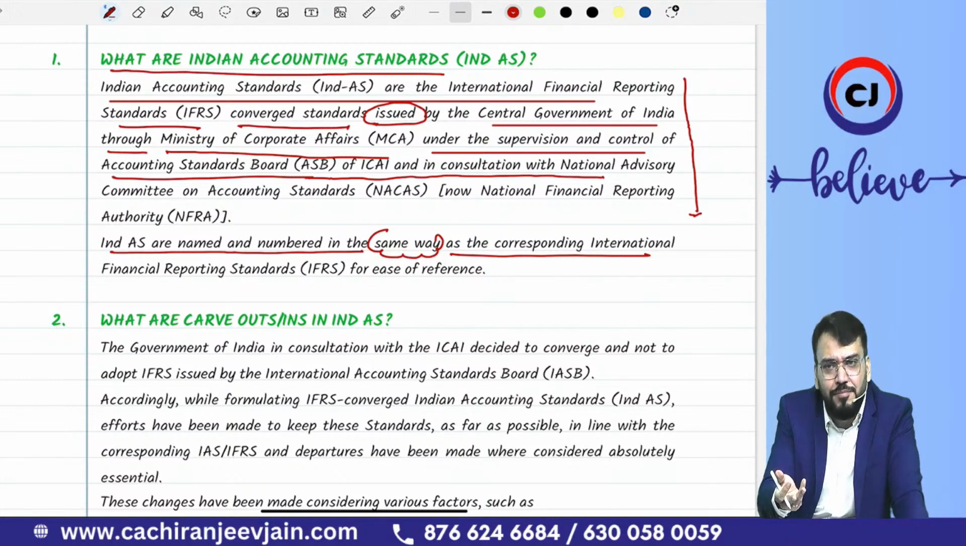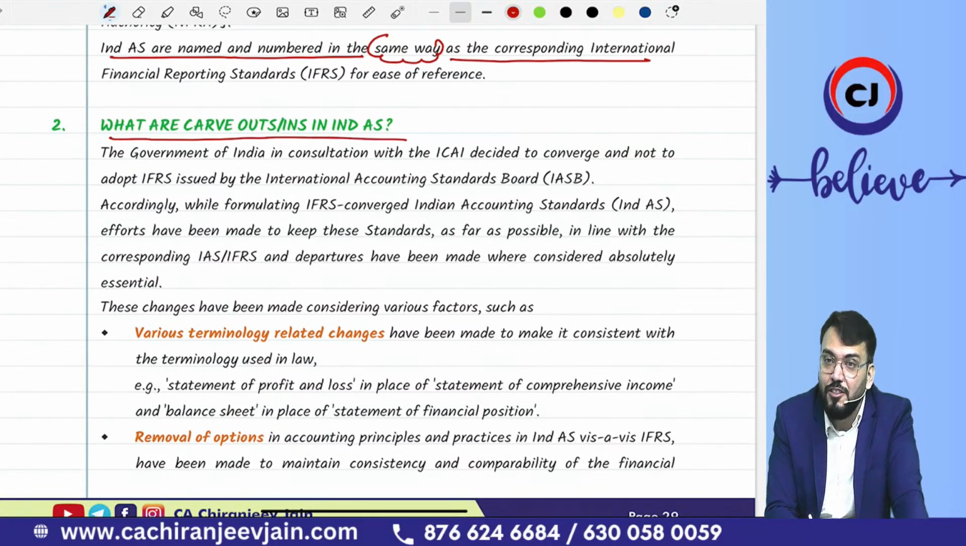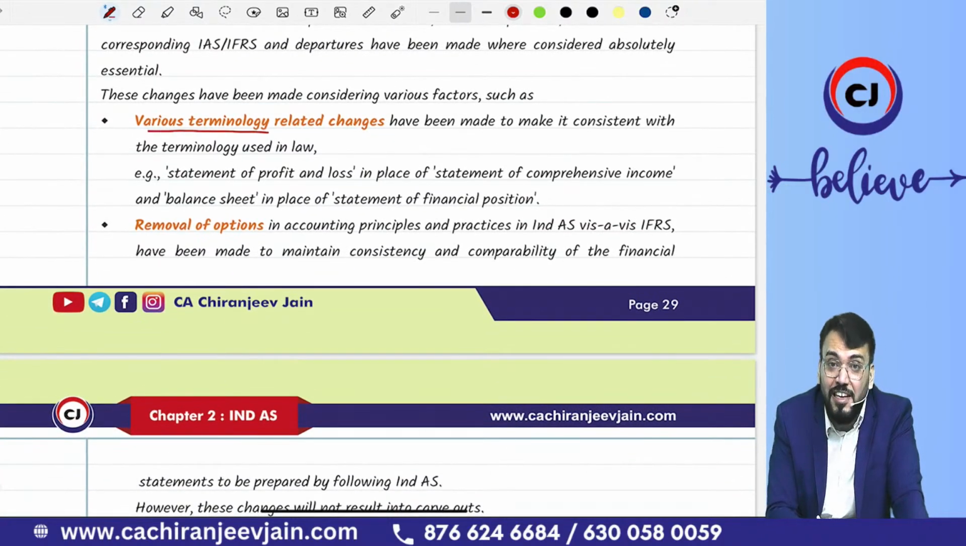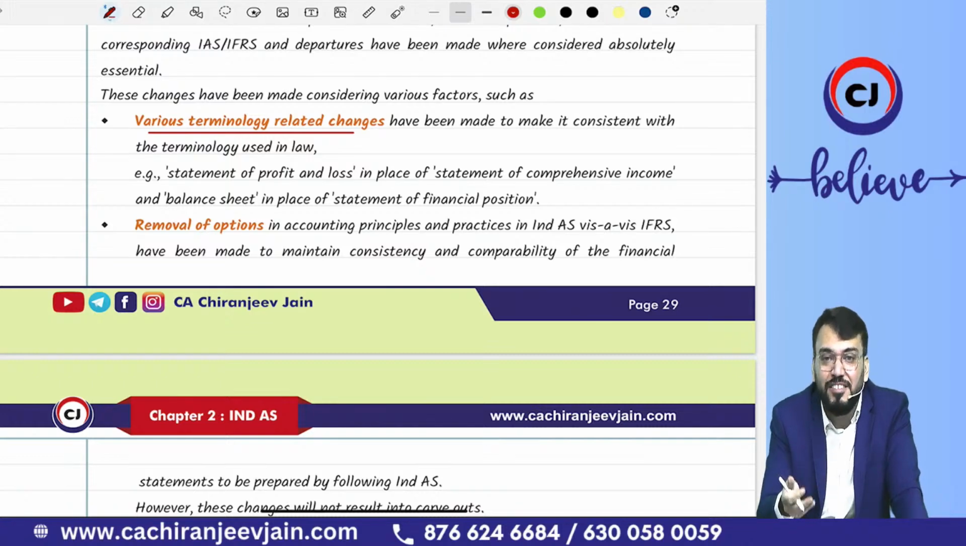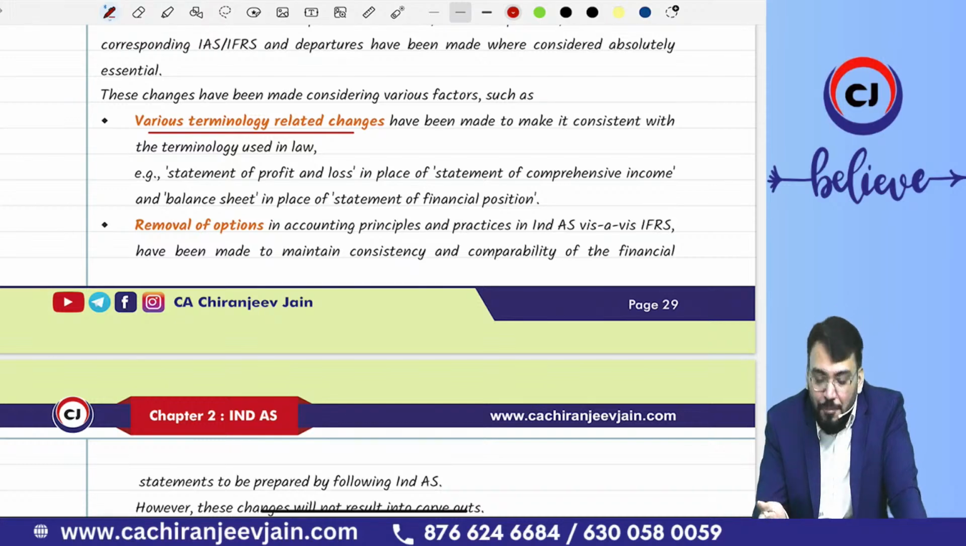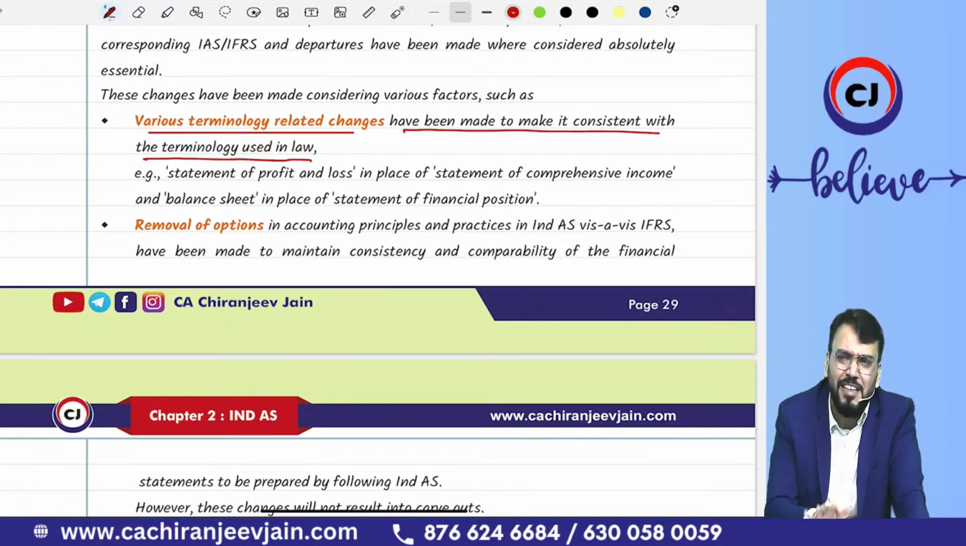Already I have explained. Correct. What are carve out and carve in the IND AS? So there are three types of differences. First difference is various terminology related changes. That also you have understood. In India we call it balance sheet; internationally it is known as statement of financial position. In India we call it statement of profit and loss; internationally it is known as statement of comprehensive income. So changes have been made to make it consistent with the terminology used in law. Which law? Basically Companies Act 2013.